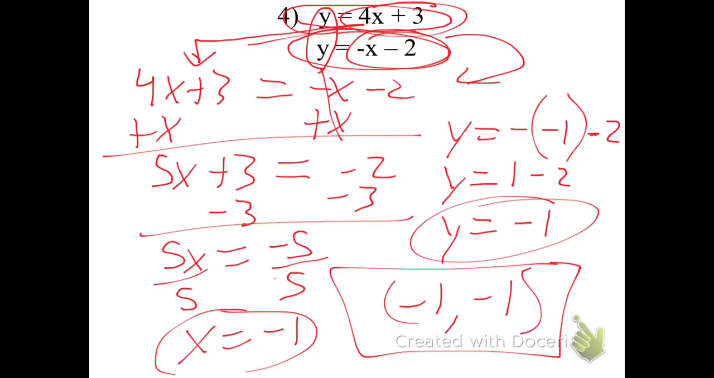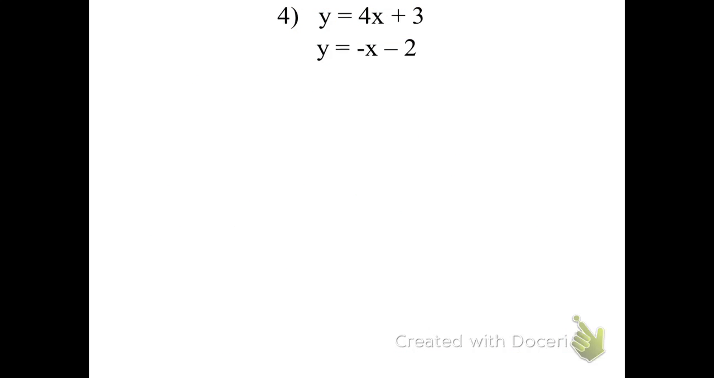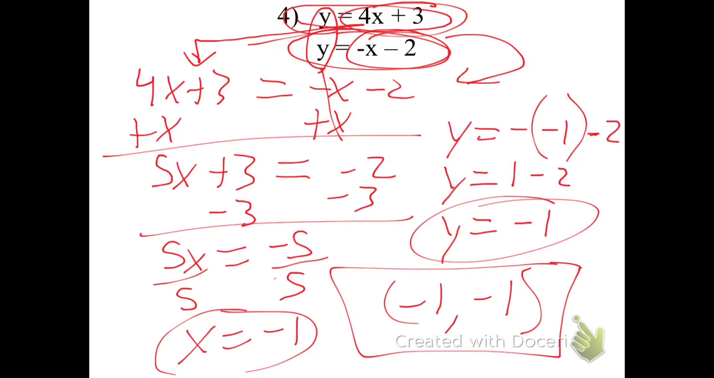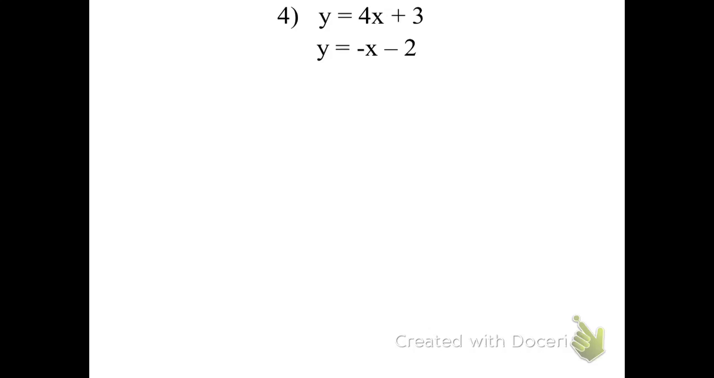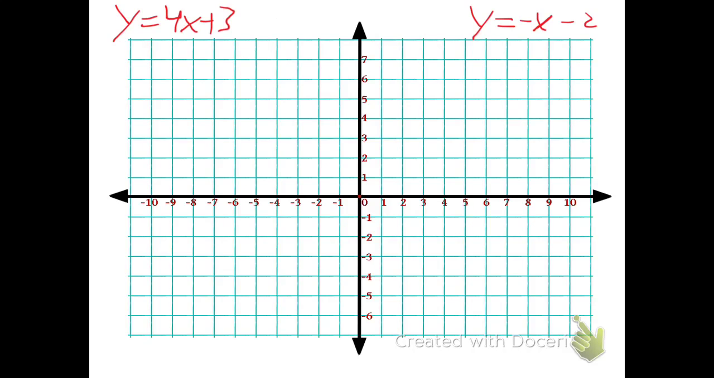Now that we've done that, we're going to skip right to the graphing. And something very convenient is the fact that they're already in the y equals mx plus b form, which is kind of what we're used to when we're graphing things. So let me rewrite those real quick on the coordinate grid. Okay, so I got them written down.